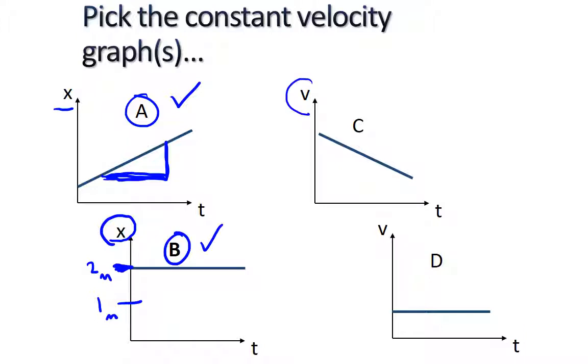This is telling us our velocity over time. It looks like our velocity is actually decreasing, right? So C does not work because over time velocity is decreasing. And then D, the velocity here is constant. This could be, let's say 1 meter per second. That's how fast we're going. So D works out as well.